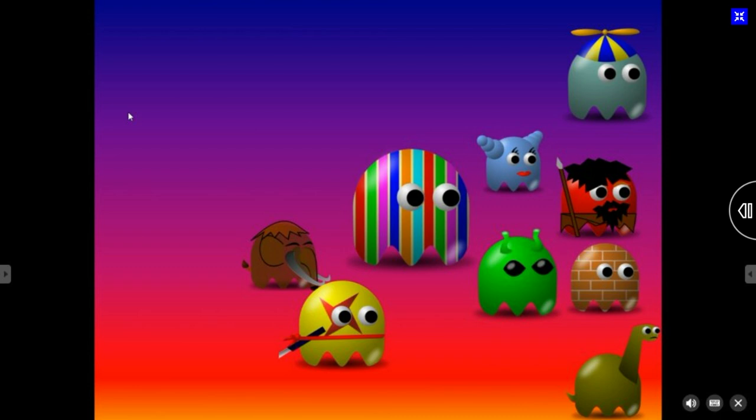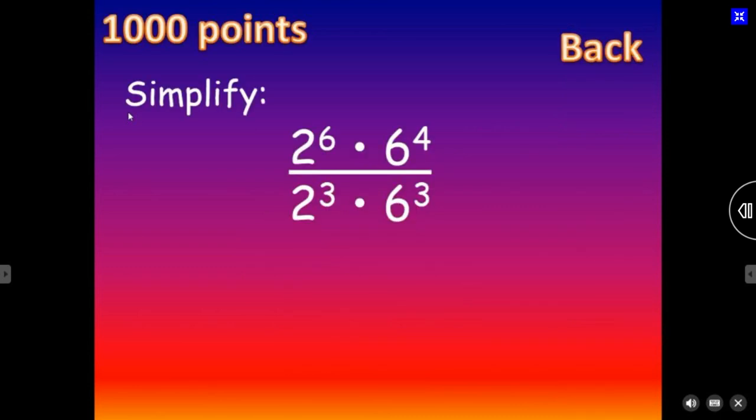Rainbow. On the rainbow. Again, 2 to 6 divided by 2 to the 3rd, which equals 6 to 4 divided by 6 to the 3rd. Just 6. So what should my answer be? 48.